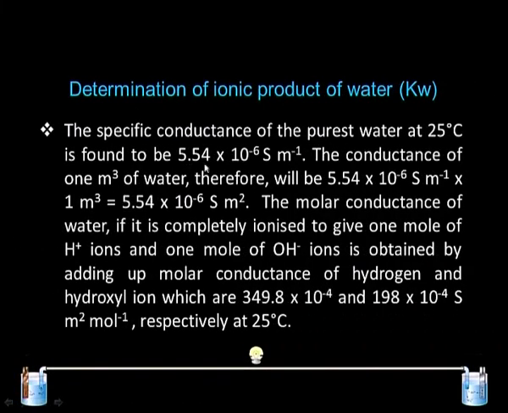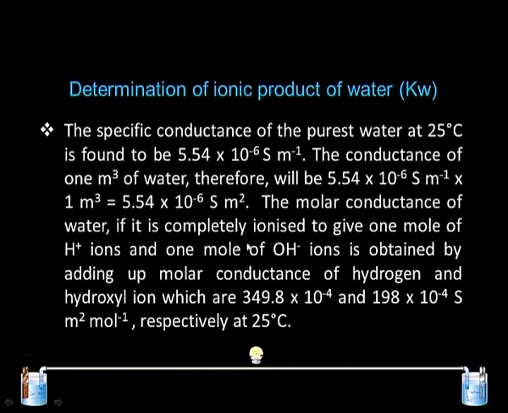The specific conductance of the purest water at 25 degrees Celsius is found to be 5.54 into 10 raised to minus 6 Siemens meter inverse. This is the conductance value of conductivity water, which is the purest form of water. The conductance of 1 meter cube of water therefore will be 5.54 into 10 raised to minus 6 Siemens per meter multiplied with 1 meter cube, which leads to the unit of Siemens meter square. There is no change in the numbers.